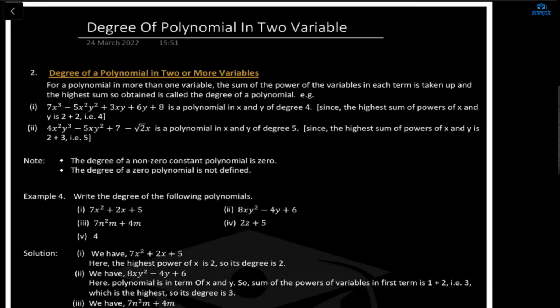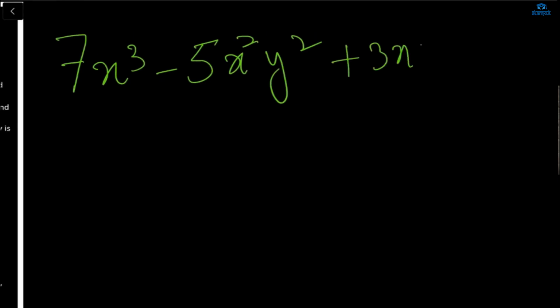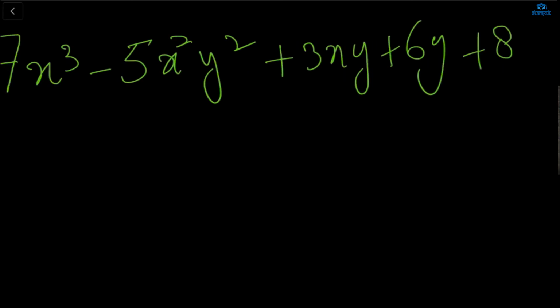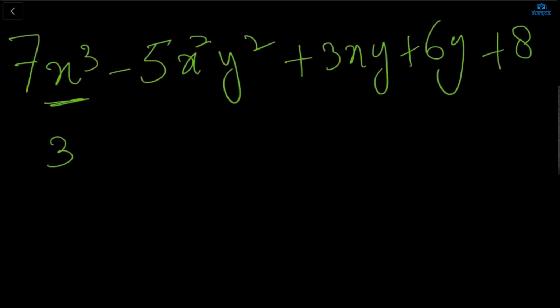Let's see the example and I will explain you. It should not be confusing. I understood. Yeah? Okay. That's very good. Let's check one more time. For example, 7x cubed minus 5x squared y squared plus 3xy plus 6y plus 8 is there. Everybody? This expression is there. Now, if you see the power here, it is 3. I'm just discussing about the power because for degree, you need the highest power.